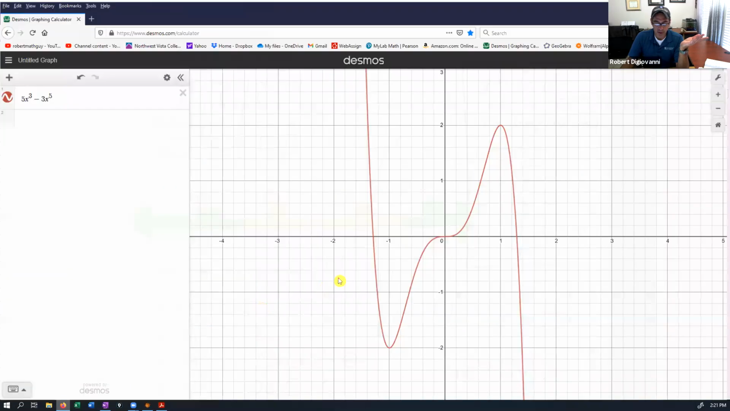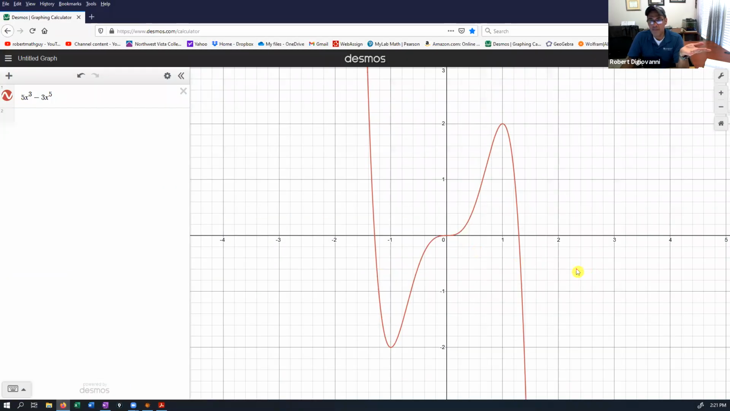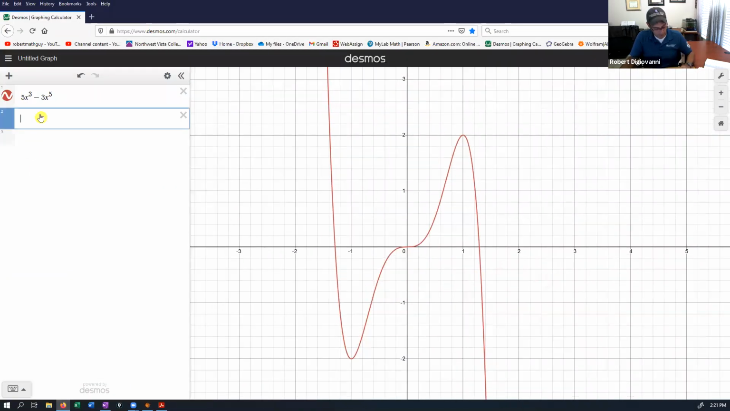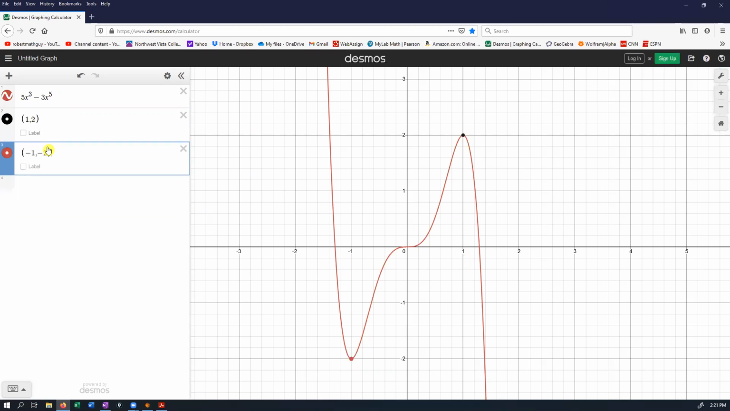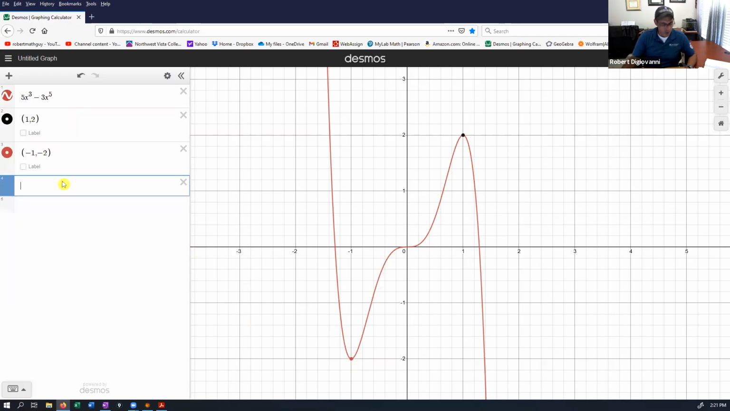Okay, let's go back to the picture. All right, this was our graph, right? And now if you see here, we found that point right here, (1, 2). We said (1, 2) would be a local max. We found the point (-1, -2). We found that one. We also know that there's something happening at 0. It's a little odd.